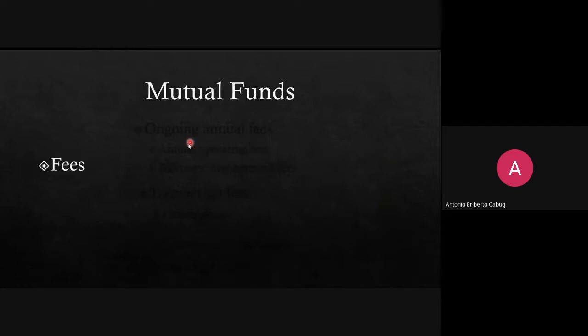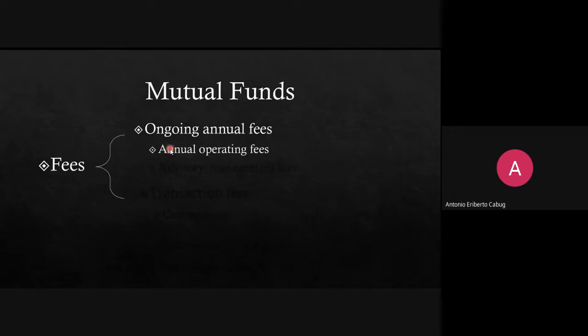Okay, what are the fees related to operating the mutual fund? Again, a quick recap. It consists of 2 sets. The first set is ongoing annual fees. These are fixed. They do not vary with the number of transactions, even if you buy a mutual fund or sell because you no longer want it, okay? The ongoing annual fees are not dependent on such.